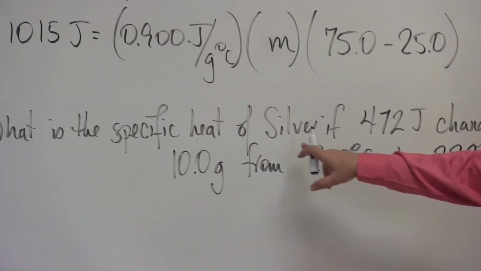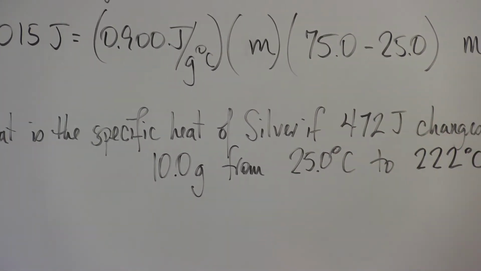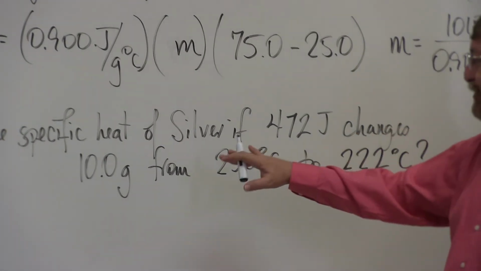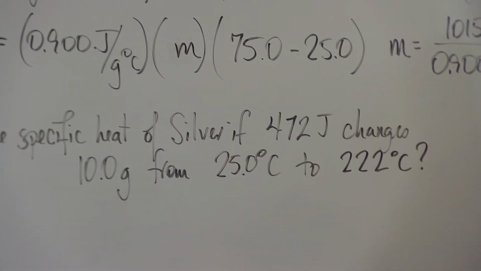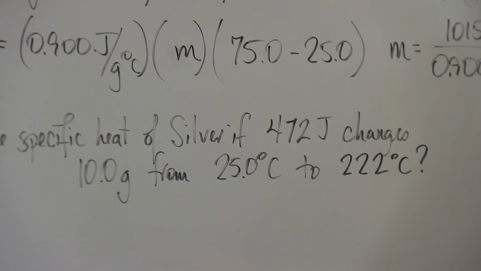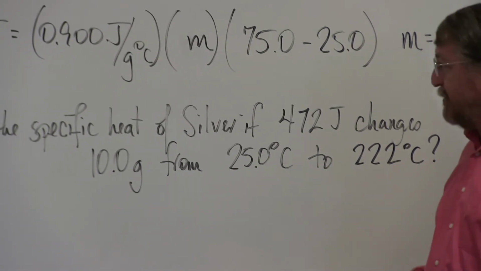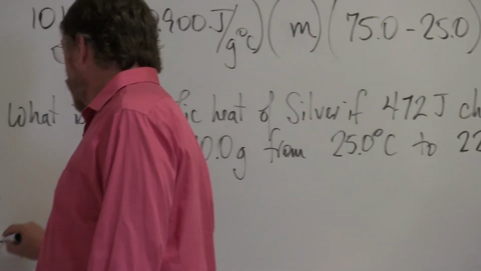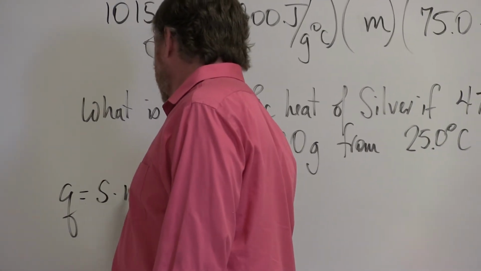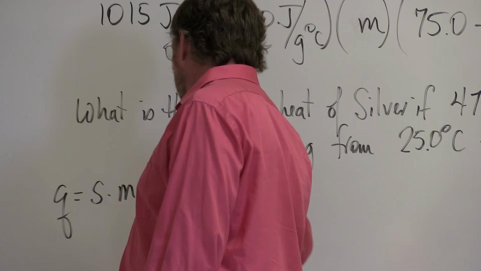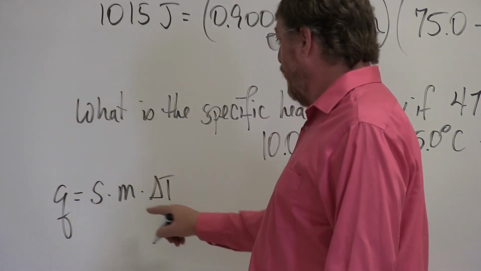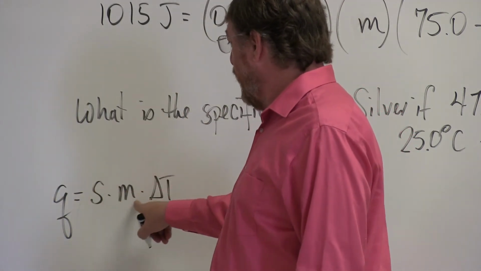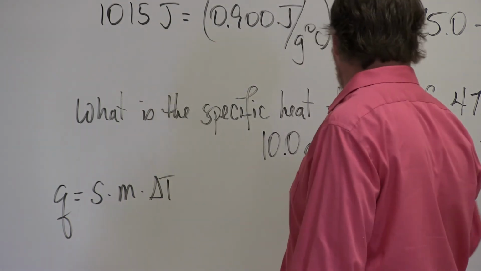What is the specific heat of silver if 472 joules changes 10 grams from 25 to 222 degrees Celsius? Well, now we're calculating the specific heat. We know Q equals SM delta T. So the specific heat is going to be equal to the heat divided by the mass and the change in temperature. Let's just plug our numbers in.